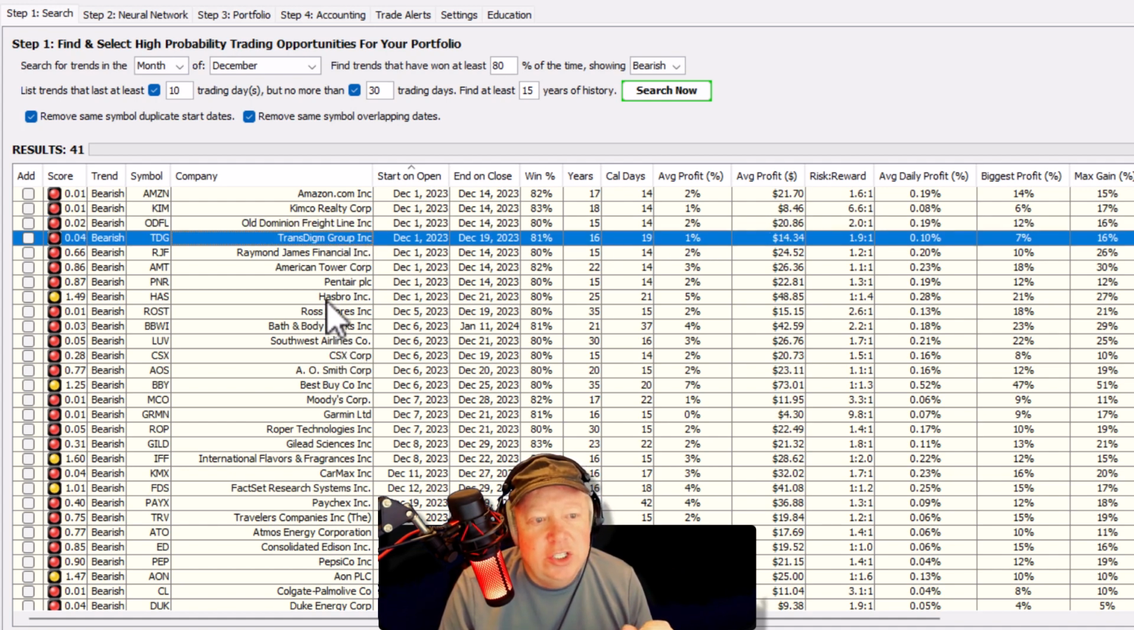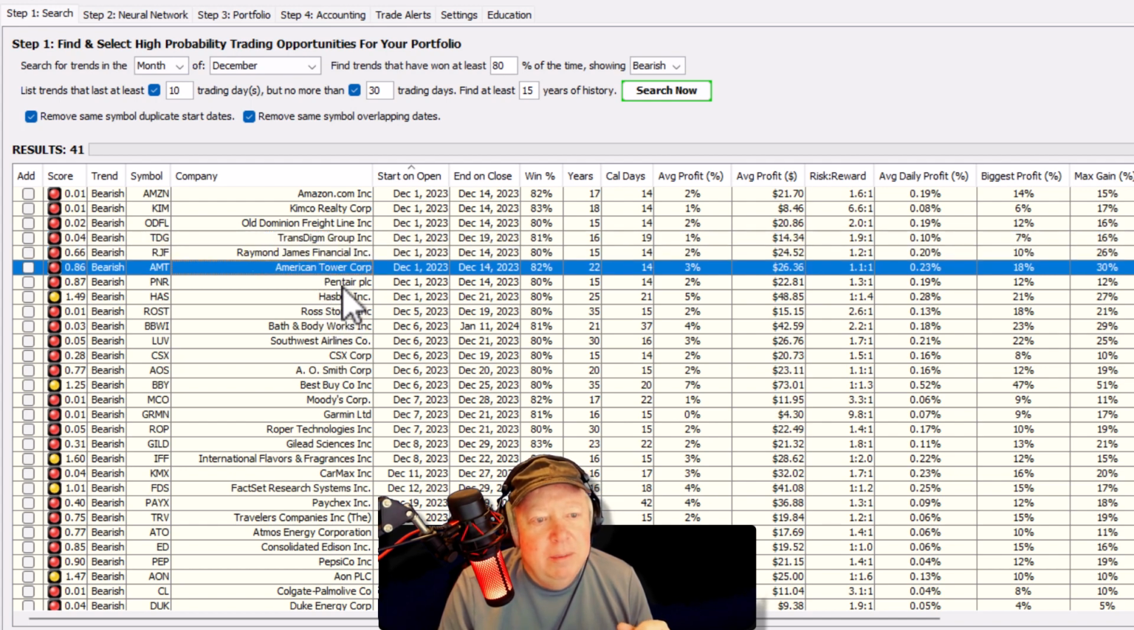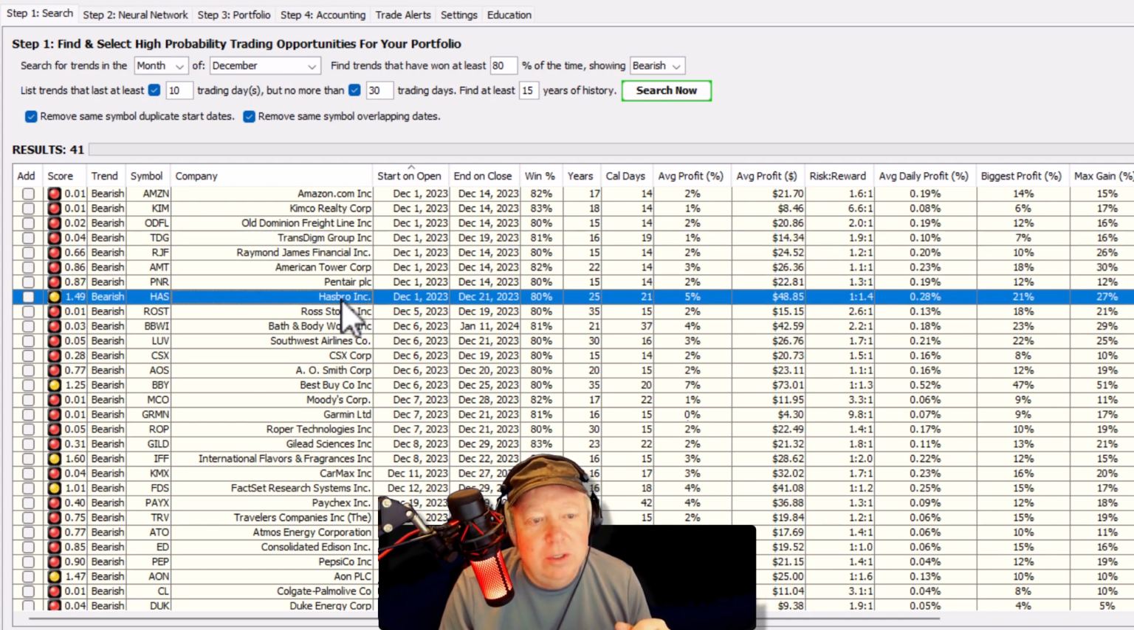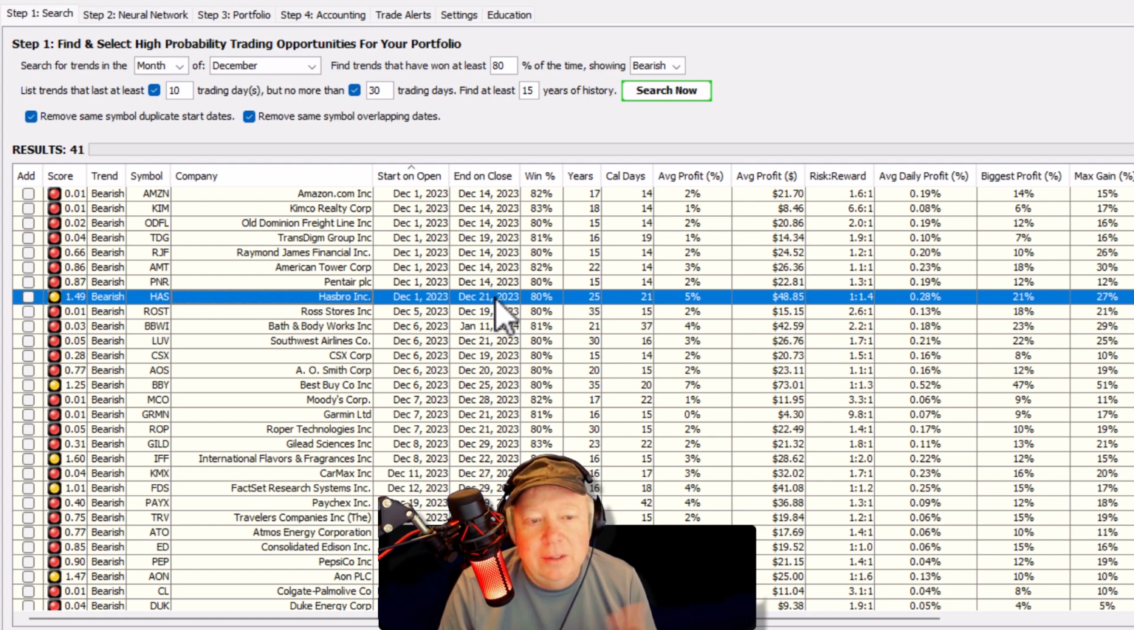So Transdigm, we've got Raymond Financial, American Tower, Pentair PLC, Hasbro, that's a popular stock, December 1st to December 21st. So that first whole part of the month of December, 80% of the time over the last 25 years, that thing's lost on average 5%.